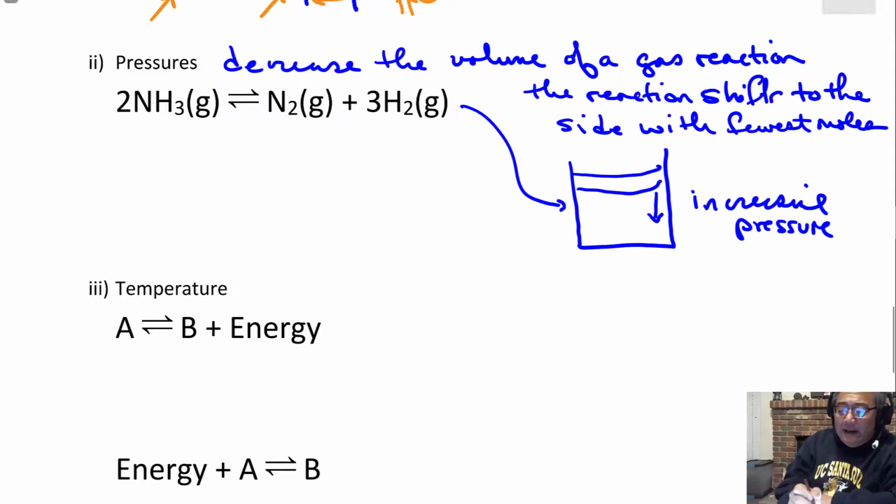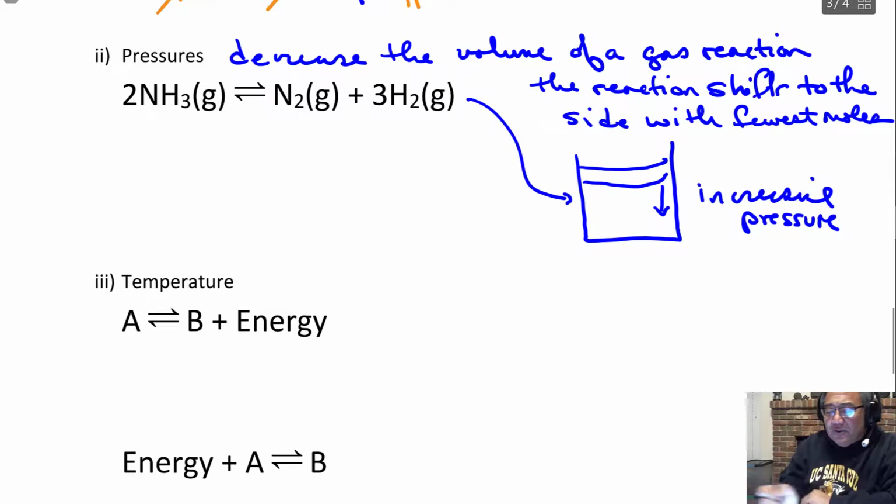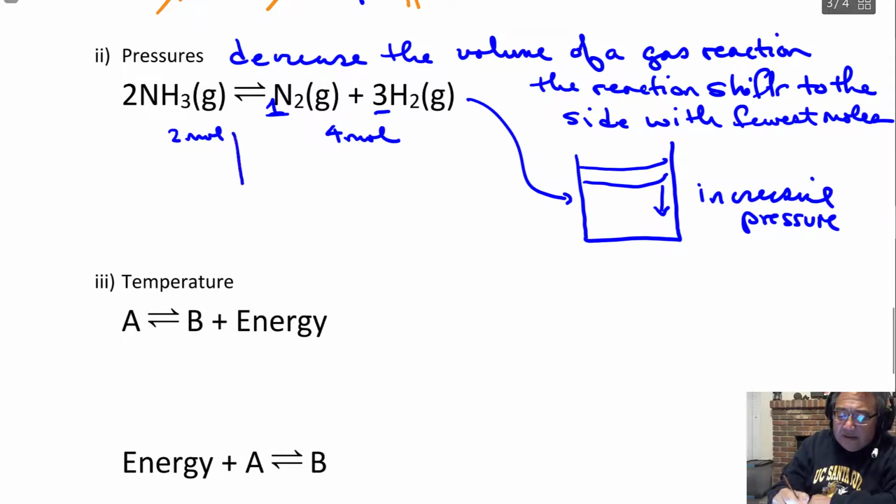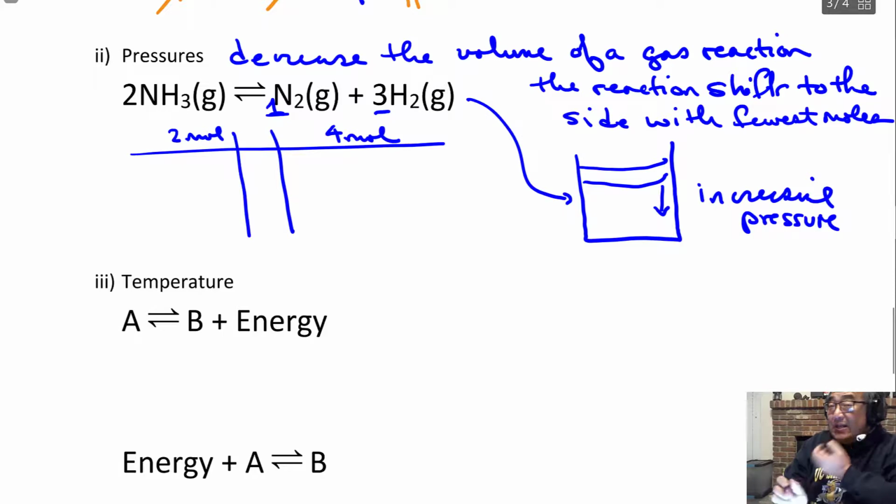So, how do I know which side has more moles, right? You just look at these numbers. There's 1 here. You didn't write it. And there's 3. So there's 4 moles on this side. And I have 2 moles on this side. And I'm going to draw this like this. And we'll predict which way this reaction shifts when I change the volume or change the pressure, okay?